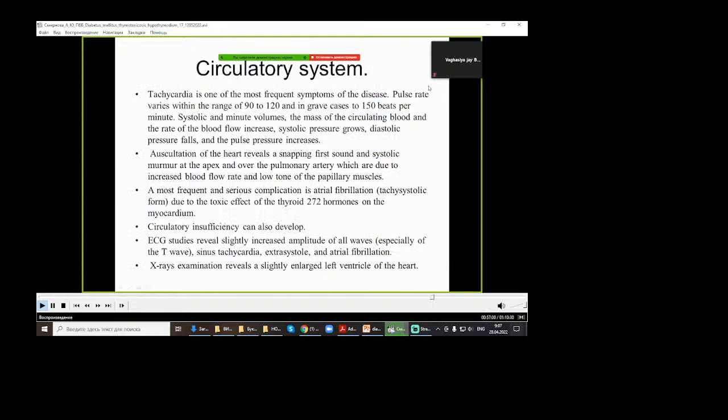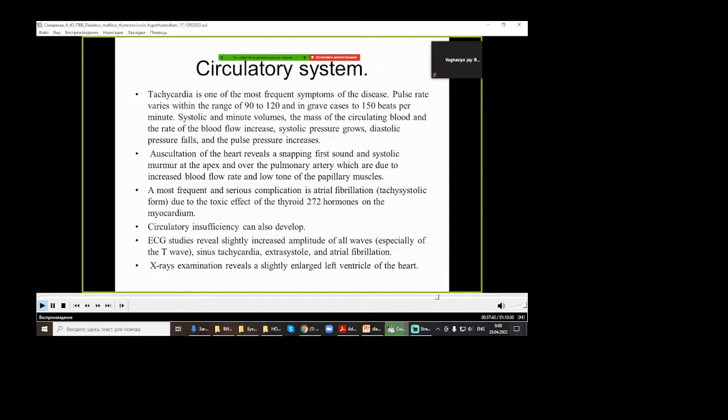Circulatory system. For patients with Graves' disease, tachycardia is one of the most frequent symptoms. Pulse rate varies within the range of 90 to 120, in grave cases up to 150 beats per minute. Systolic and minute volumes, the mass of circulating blood, and the rate of blood flow increase. Systolic pressure grows, diastolic pressure falls, and the pulse pressure increases.